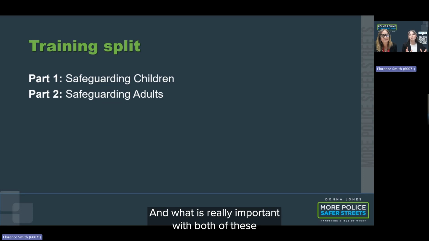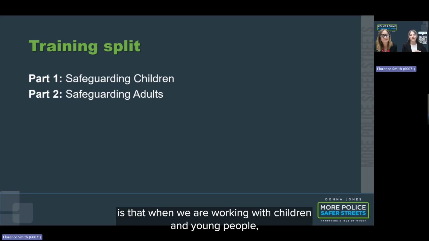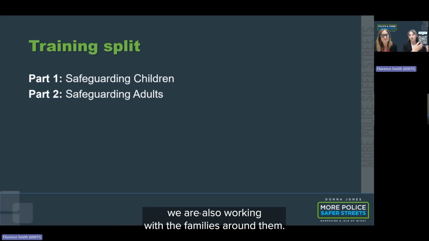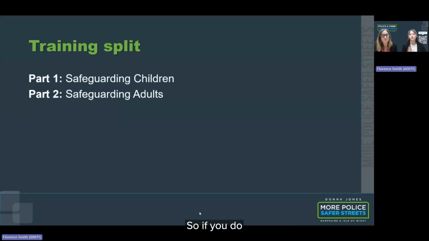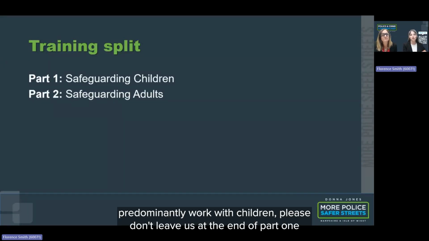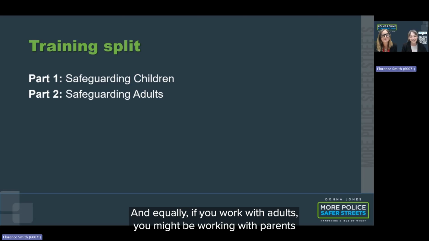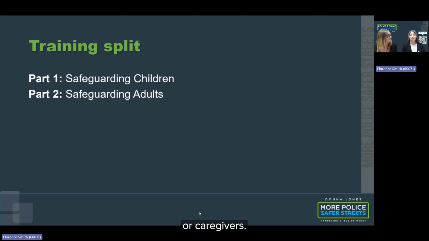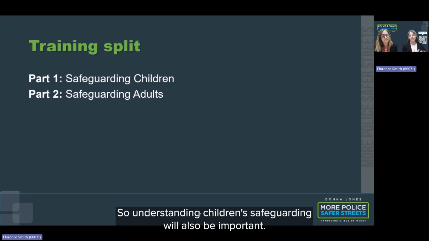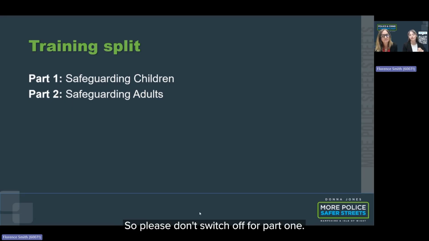What is really important with both of these is that when we are working with children and young people, we are also working with the families around them. So we will be working with adults as well. So if you do predominantly work with children, please don't leave us at the end of part one, because part two will also be relevant and interesting for you. And equally, if you work with adults, you might be working with parents or caregivers. So understanding children's safeguarding will also be important. So please don't switch off for part one.